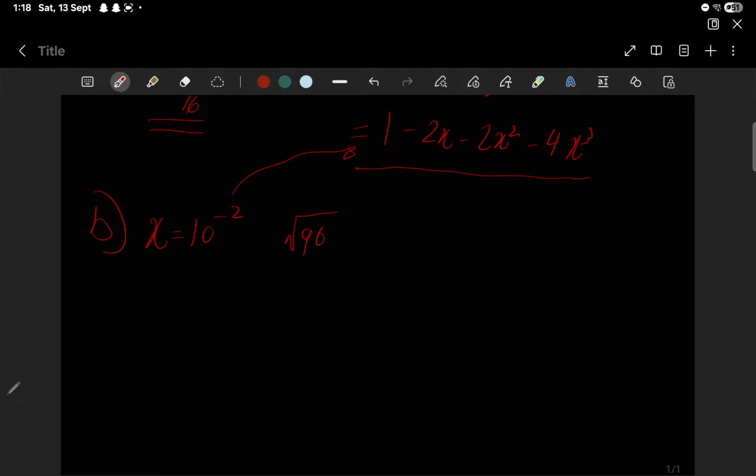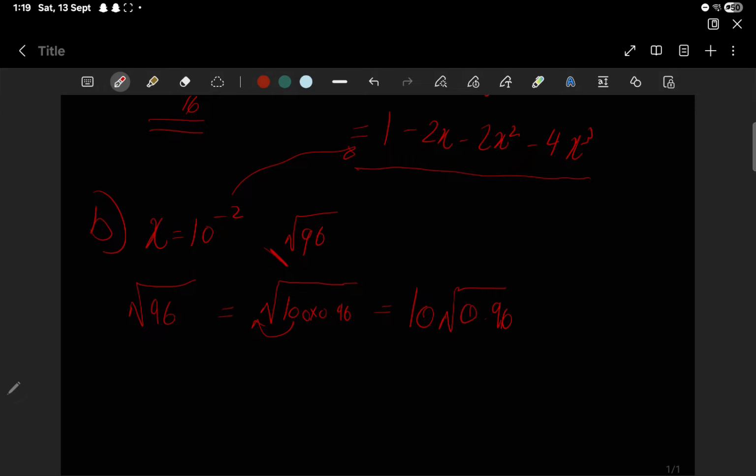Now, my goal here is actually not to start with this, because if I substitute this, I'll get 0.979797, something like that. I want to start with radical 96. Radical 96 is equal to, if you think about it, 100 times 0.96. You can take the 100 out, so it's going to be 10 into radical 0.96.